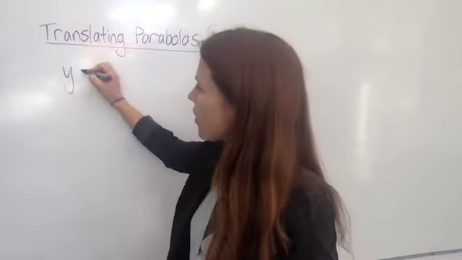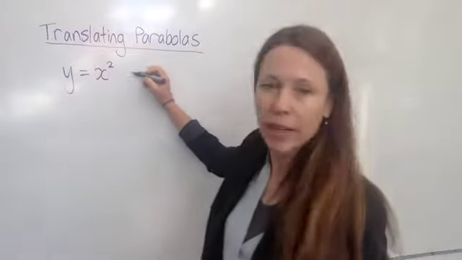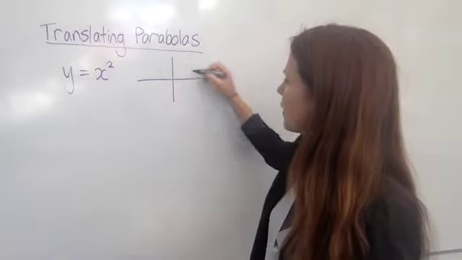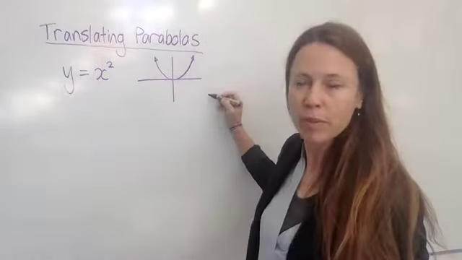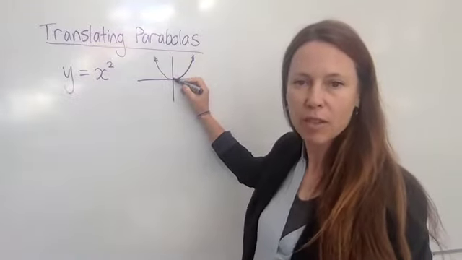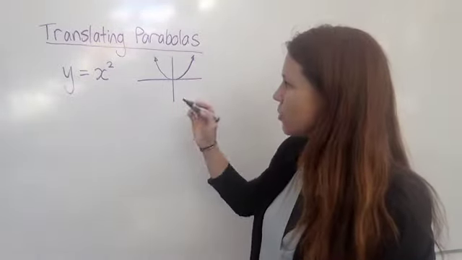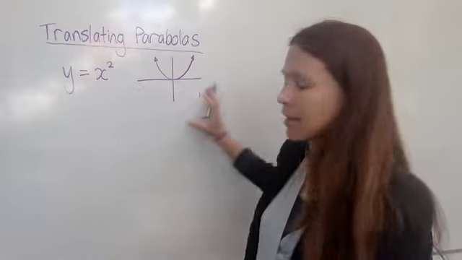Our basic form of a parabola is y equals x squared, and we know that looks something like this. So we have our basic shape. It goes through the origin, that's its vertex right there. And what we looked at on Wednesday was how we can move it left to right.